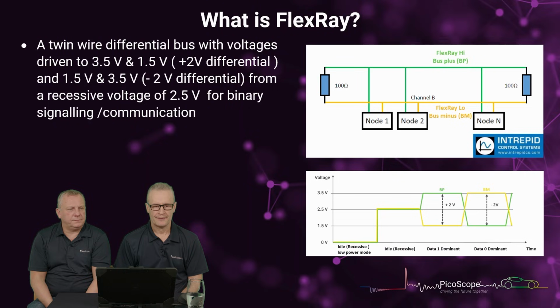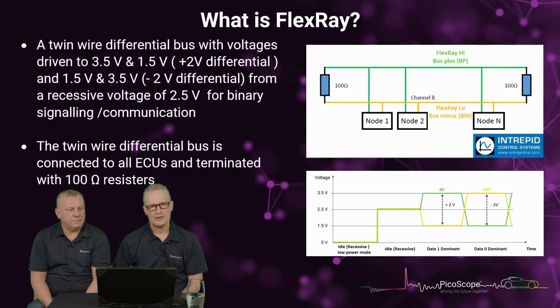What is FlexRay? It's a twin wire differential bus, so identical to CAN in terms of the construction, driven to 3.5 and 1.5 simultaneously, so we have a plus 2 volt differential, and 1.5 and 3.5. So we have a minus 2 volt differential from a recessive voltage of 2.5. And again, this is all doing this for binary signaling and hence communication. So you'll see there in the bottom diagram that we have plus 2 volts, minus 2 volts. Completely different in terms of what we've seen with other differential networks, namely CAN.